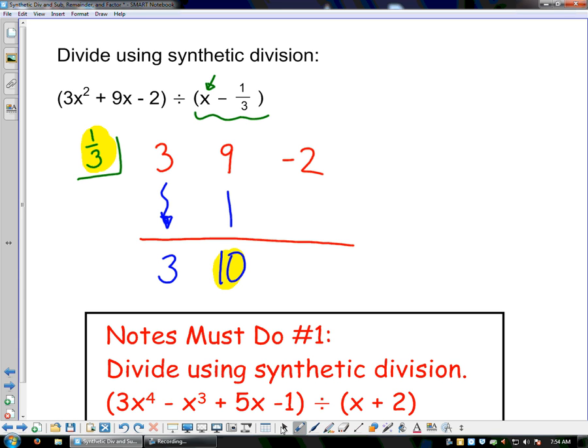So 10 times 1/3 is 10/3, or 3 and 1/3, whatever makes it easier for us.